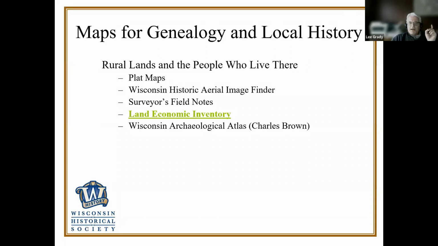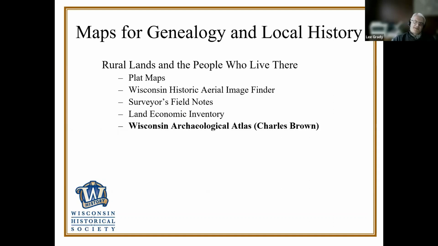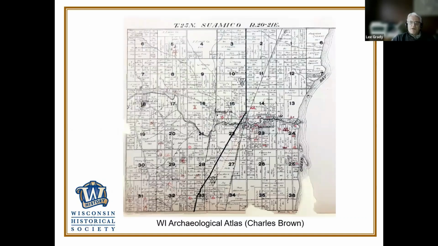The next source I have is the same thing, except we can't transfer this one, but it's also something that is only in the room. It's in paper form. It hasn't been digitized. It's only in the room. It's the Wisconsin Archaeological Atlas, or we also call it the Charles Brown Atlas. Again, it's built on the same sort of underpinnings of a plat map. I'll show it to you while I talk here so you can see what I'm talking about.